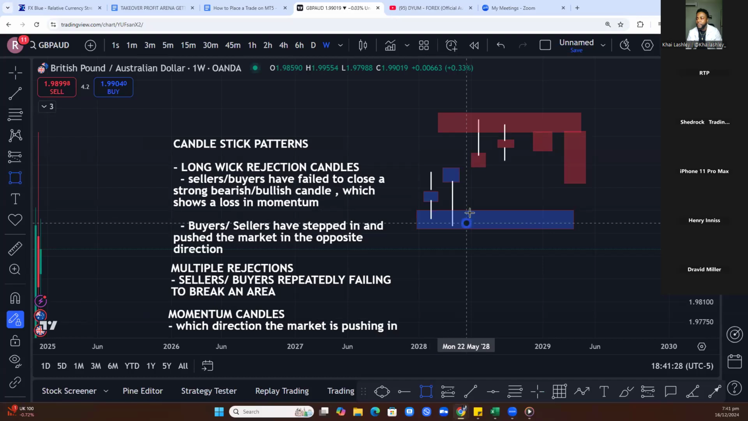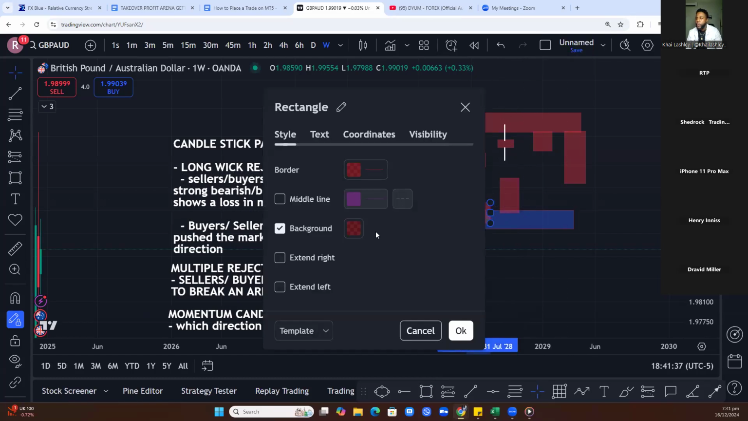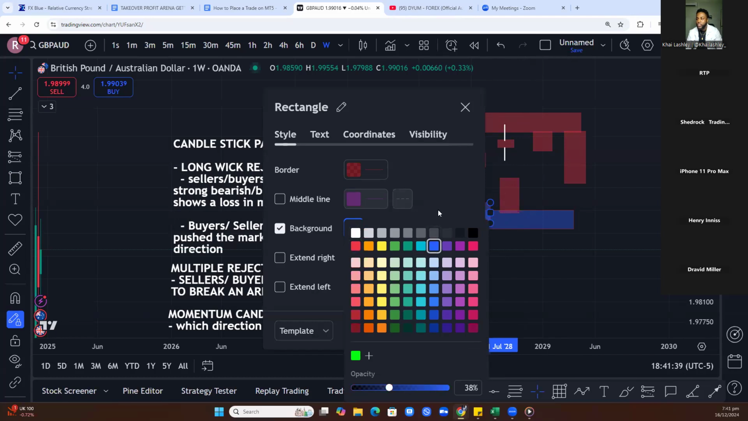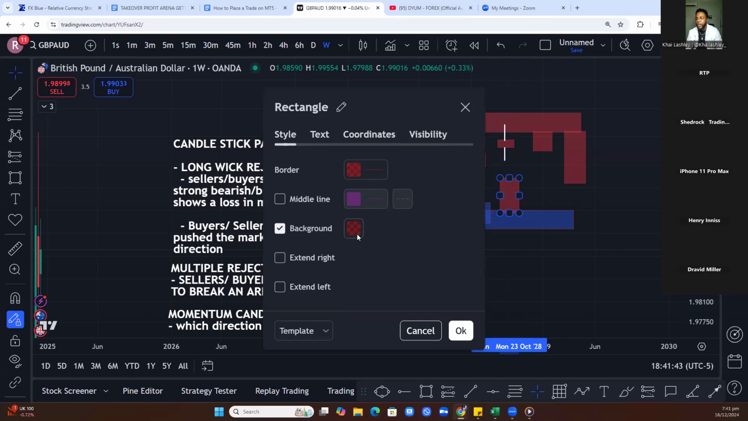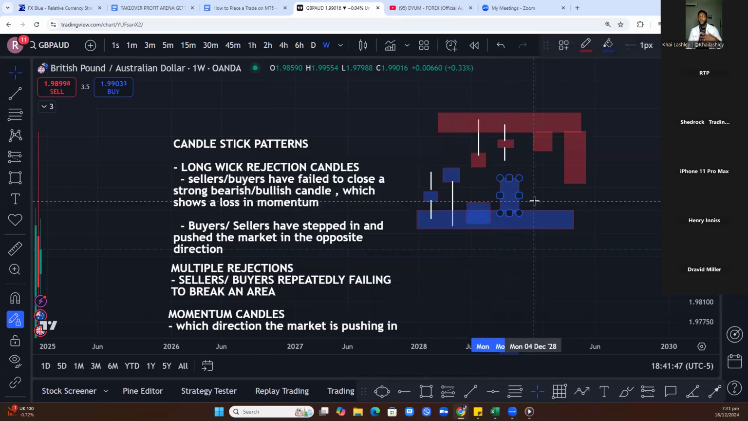All right, cool. So we have the momentum candles. Same thing: two consecutive candles out of a demand zone, for example, shows you where the momentum is at. So when you see those things, guys, I'm helping you understand exactly what it is you're looking for when price trades into your supply zone, your demand zone, your order blocks. What am I looking for?